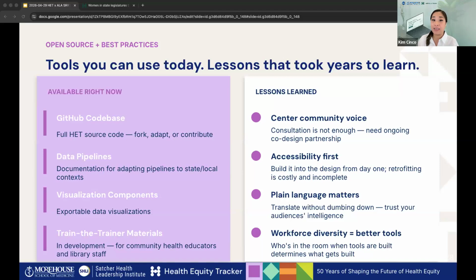And plain language is not dumbing down, it's respecting your audience. Our users are smart. They don't all have MPH degrees, and they shouldn't need one to use a public health tool. And workforce diversity produces better tools. SEED is evidence for that. The maternal mortality feature is better because the people who built it brought their lived experience to the work.